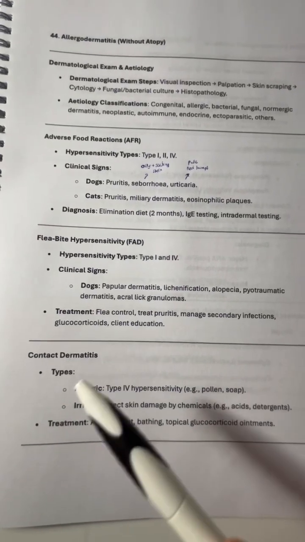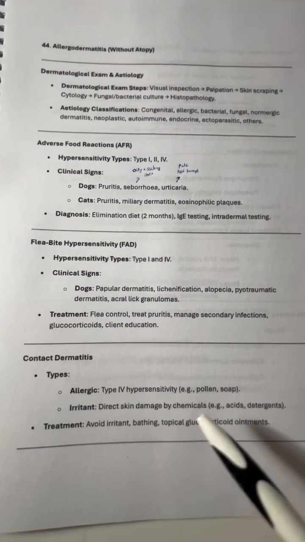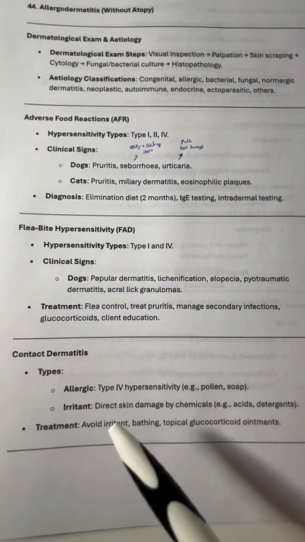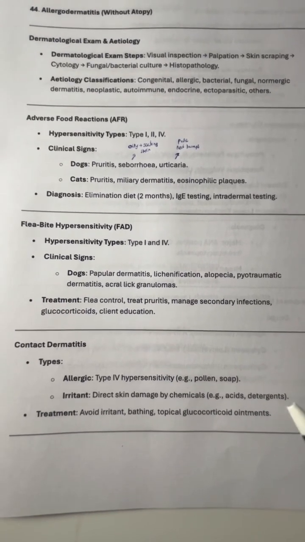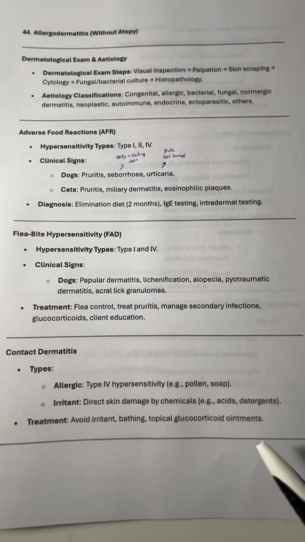Contact dermatitis can have types allergic and irritant. Allergic type is type 4 hypersensitivity, for example, pollen or soap. Irritant contact dermatitis is direct skin damage from chemicals, for example, acids or detergents. For the treatment, you need to avoid the irritant and have bathing and topical glucocorticoid ointments.